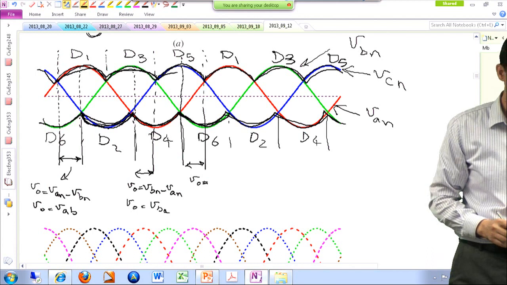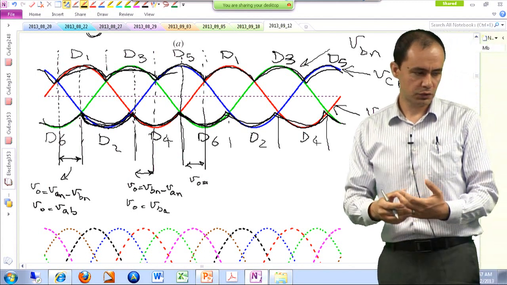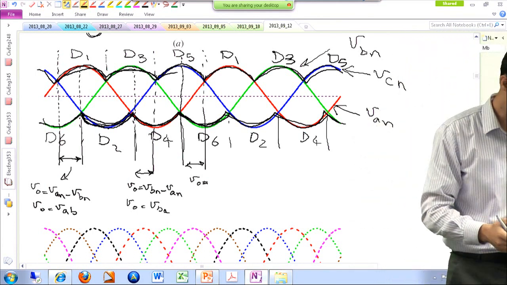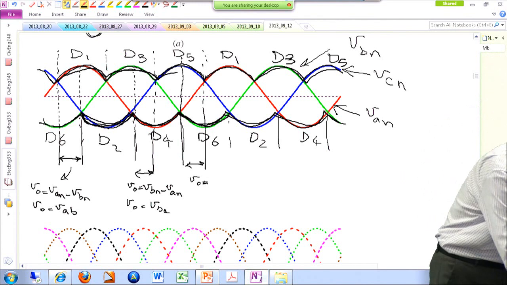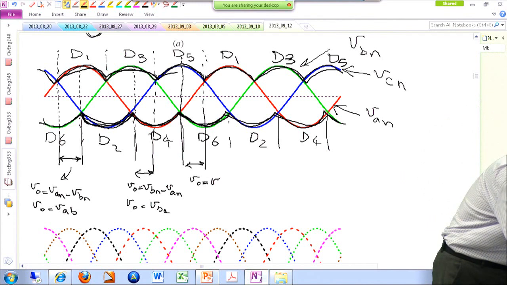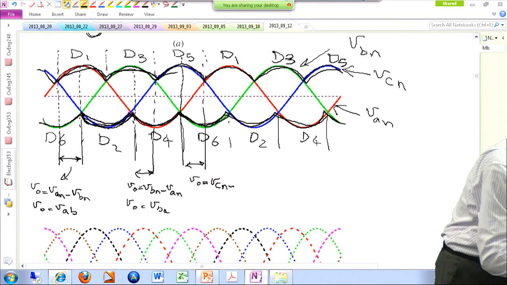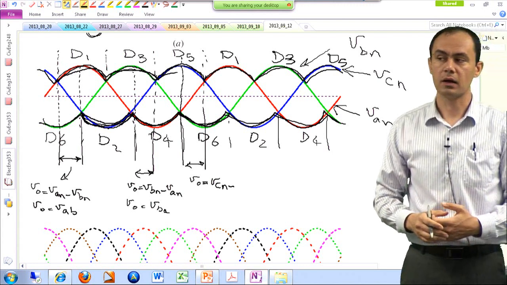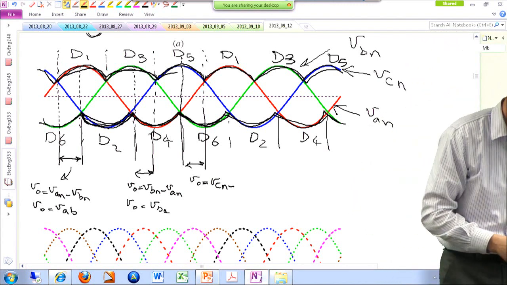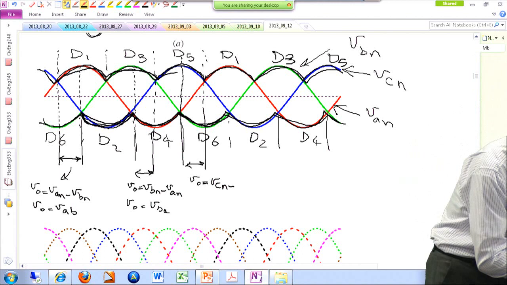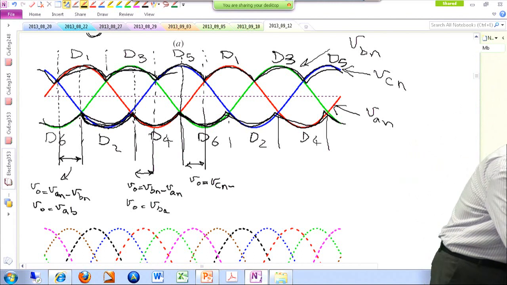On the positive side, the blue curve is the winning one. D5 is the one that is conducting, and that is VCN. Minus, on the bottom one, I'm following the green curve, which is D3, which is D6 conducting, and that would be VBN. So my output voltage is following VCB.